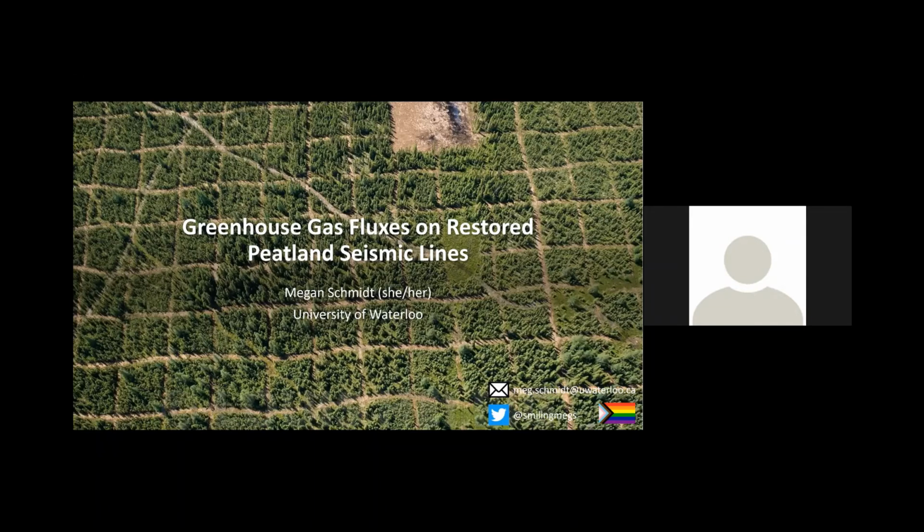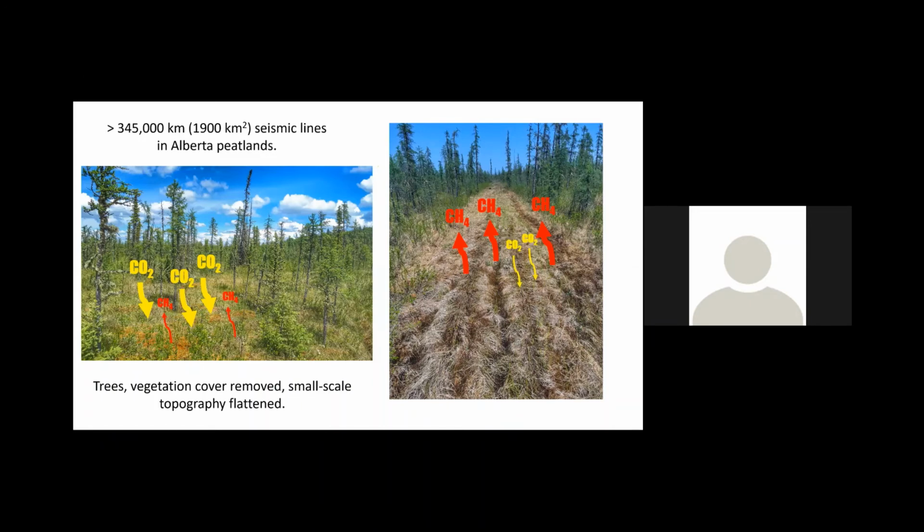So seismic lines, again, are used for exploration for oil and gas. And there's currently over 345,000 linear kilometers of them running across Alberta peatlands. So when they create these lines, the trees and vegetation cover are removed, and any small scale topography is flattened to allow that seismic equipment to move through.